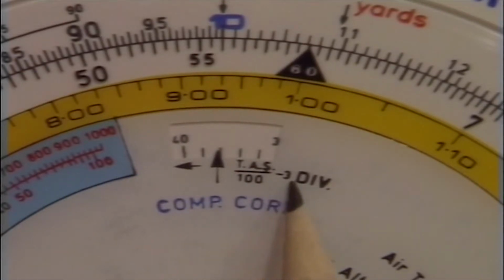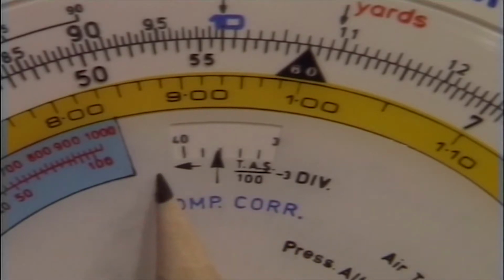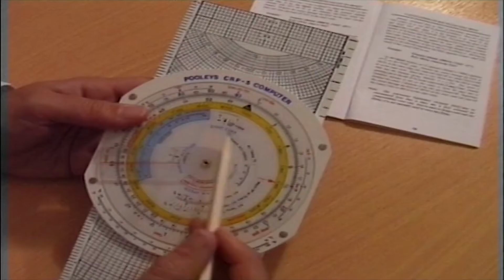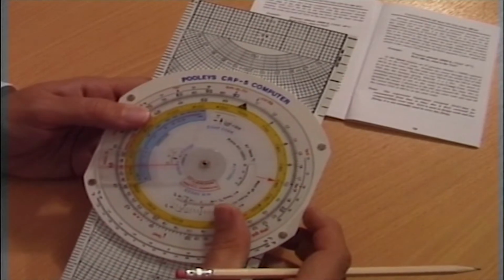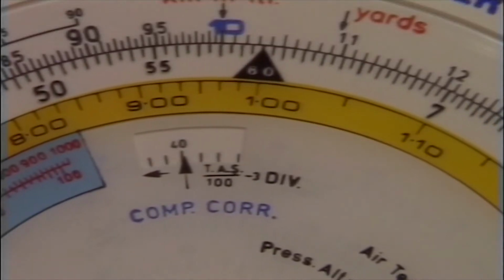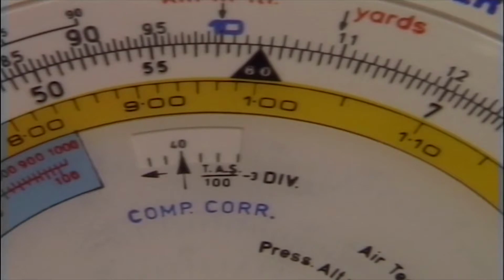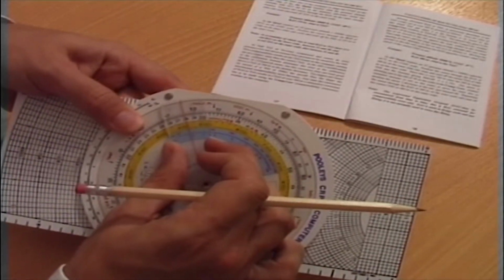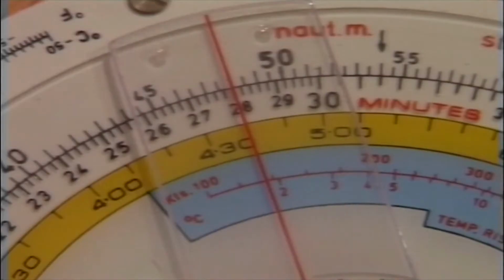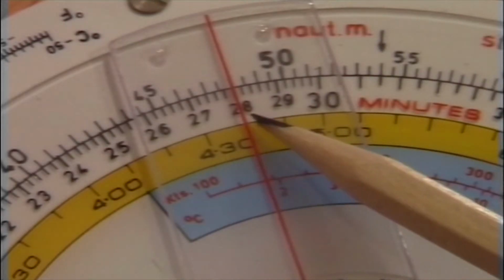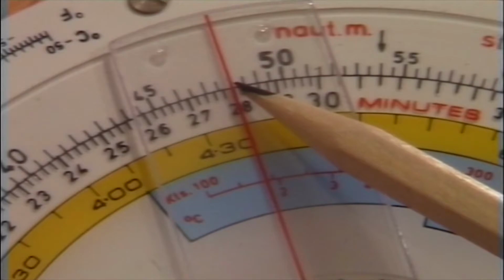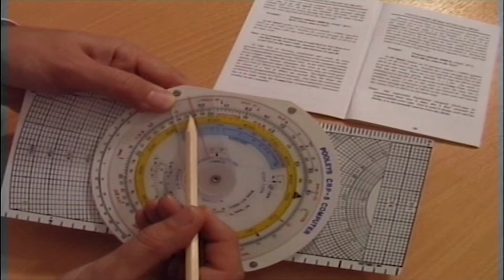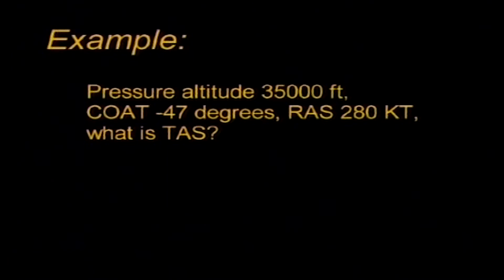5 minus 3 equals 2. 2 what? It is 2 divisions to move the arrow pointing at the compressibility scale to the left. This has the effect of decreasing the initially observed TAS of 500 knots. Now reposition the red cursor through the initial RAS of 280 knots on the inner scale and read off 480 knots corrected TAS on the outer scale.